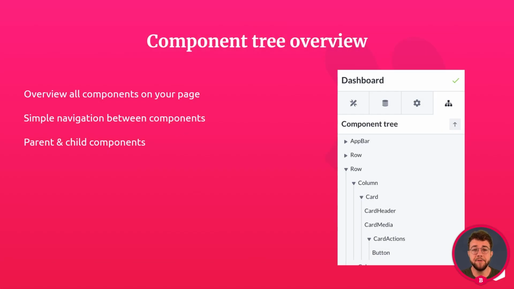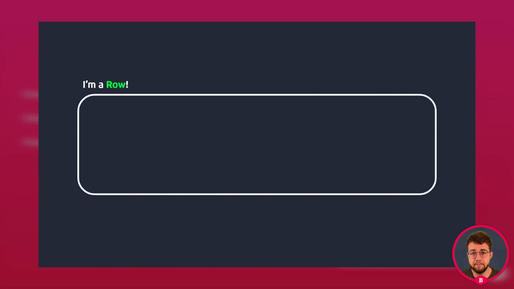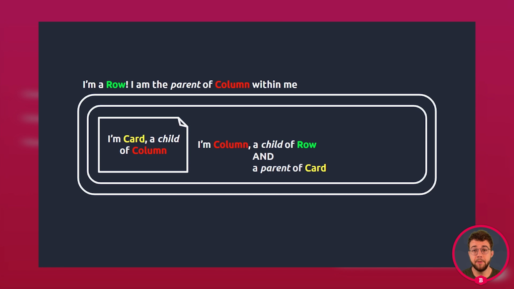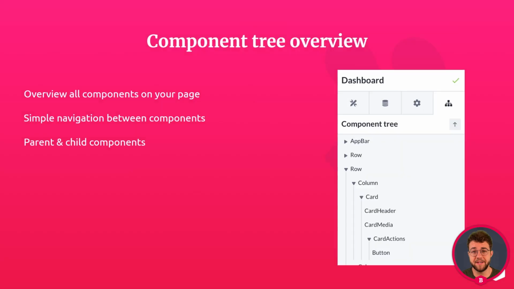The object tree overview allows you to view all the components you have within your page. This includes being able to simply navigate between your components, and it's shown in a parent-child kind of way. This means that when you have a row on your page, you can put all kinds of other components within that row. So the row will be your parent component, and within this row, you can put a column. That column will be the row's child component. Within this column, you can put a card component, which means that the column component would be the parent component of the card component. And so we have a parent-child view of all the components within your page.